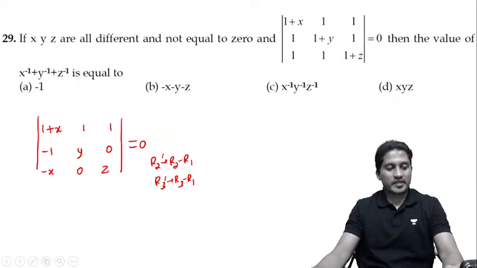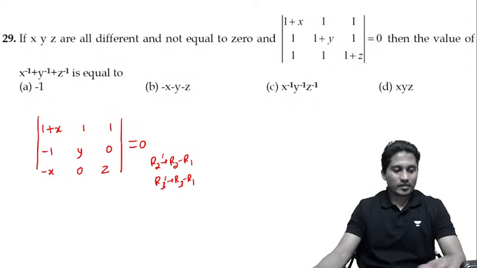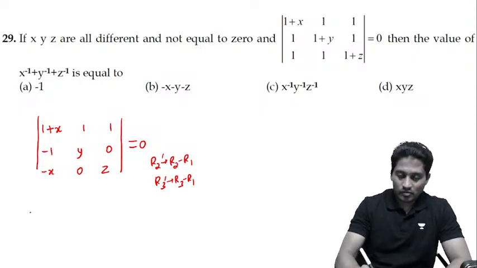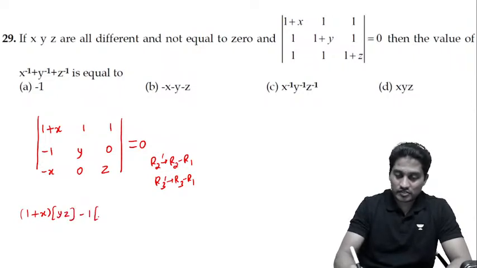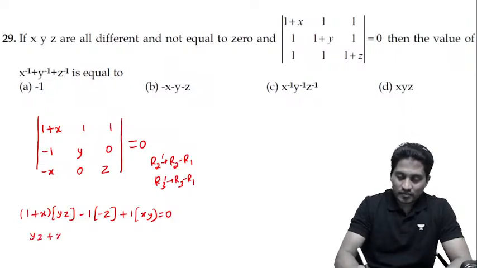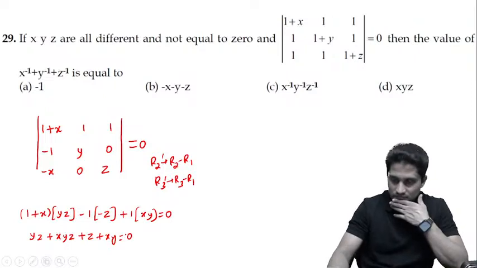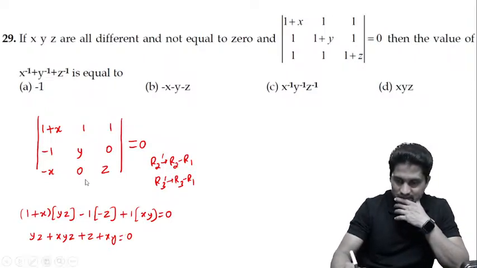Right, now if I expand this determinant, 1 plus x, delete first row, first column, this will be yz. Minus 1, delete first row, second column, you get minus z. Plus delete first row, last column, you get xy is equal to 0. So this is yz plus xyz plus z plus xy is equal to 0.